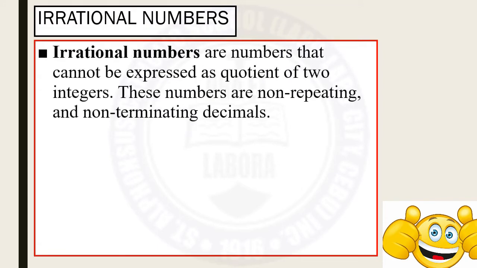Irrational numbers are numbers that cannot be expressed as a quotient of two integers. These numbers are non-repeating and non-terminating decimals. I hope you know already what non-repeating and non-terminating decimals are, because it is very useful in this discussion.